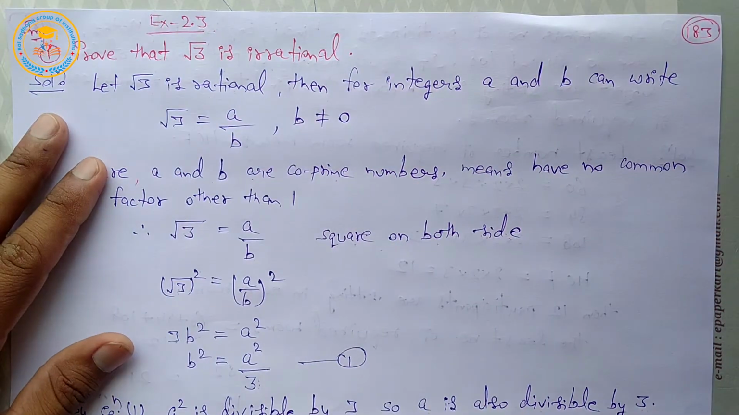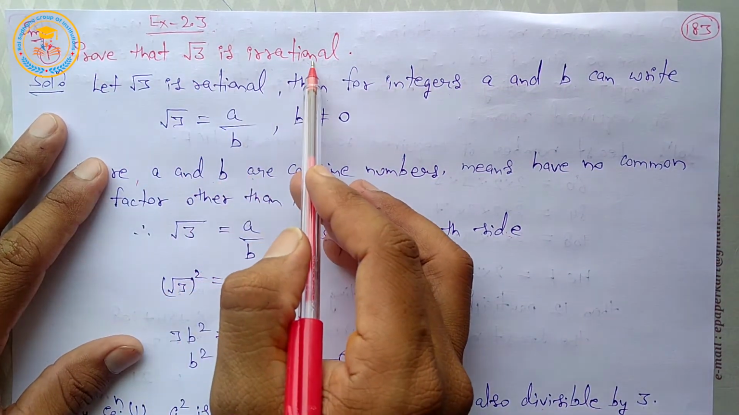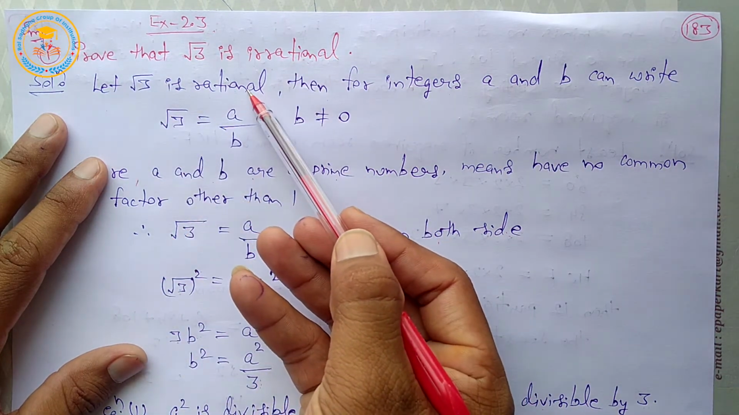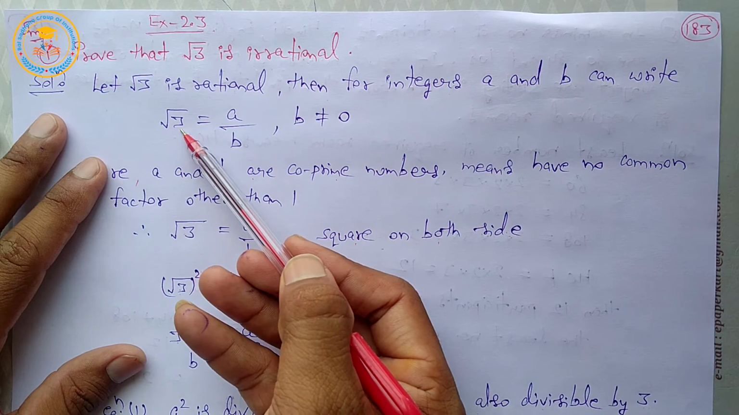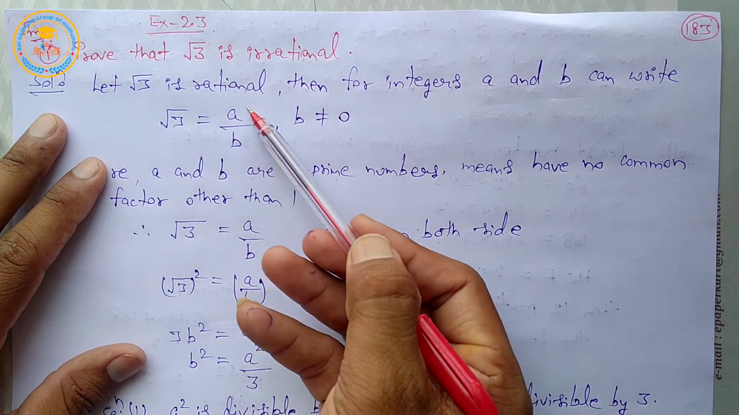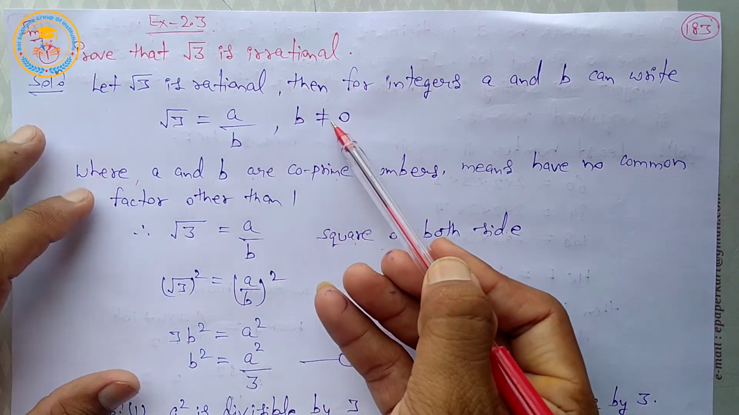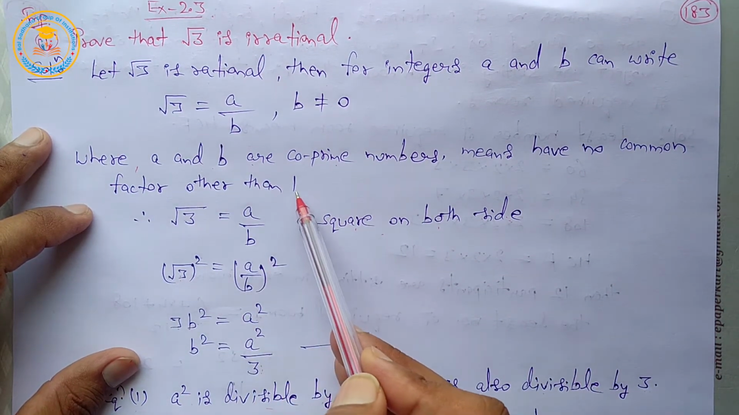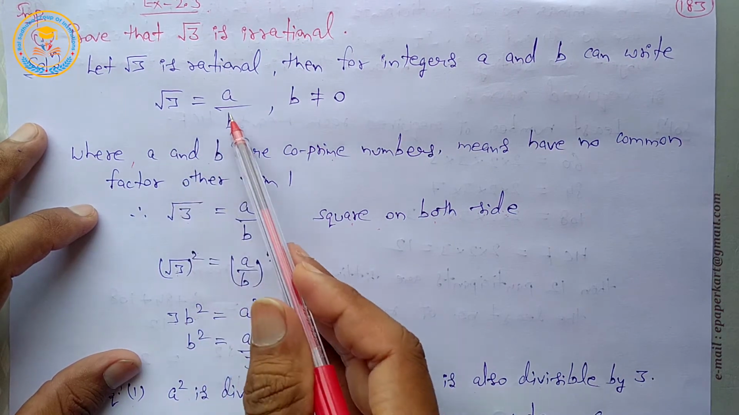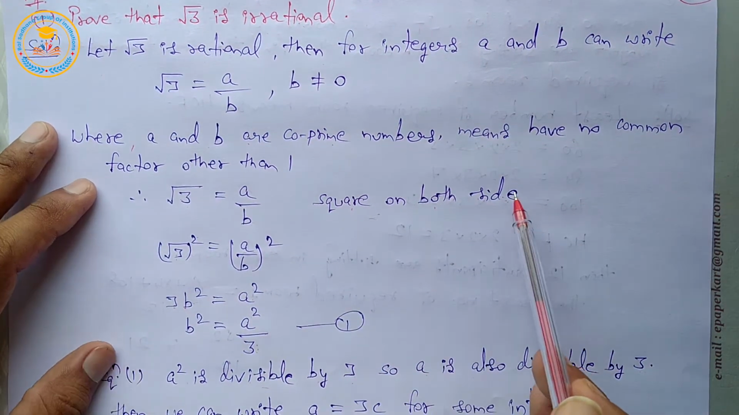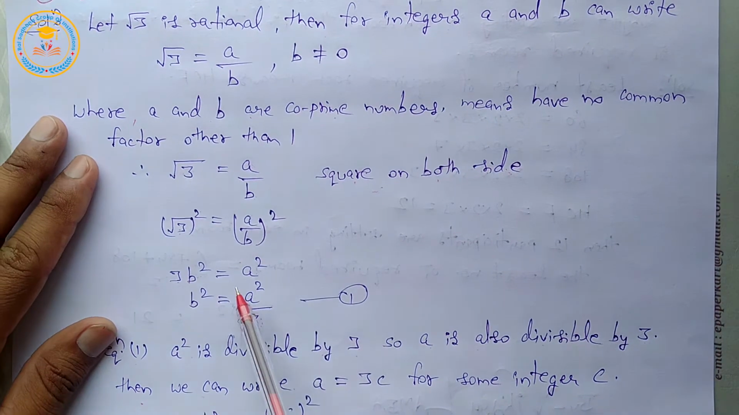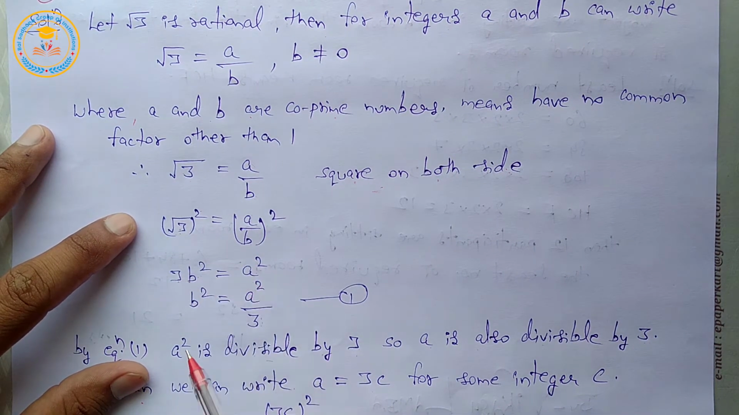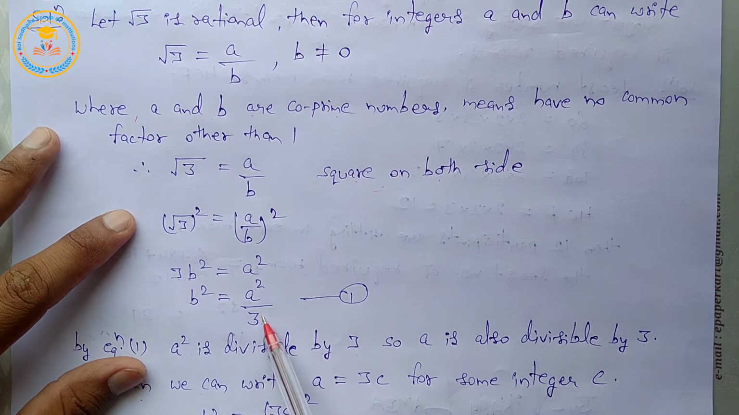Now again, prove that root 3 is irrational. Let root 3 be rational. According to the rational condition, root 3 equals p by q form, or a by b form, where b is not equal to 0, and a and b are co-prime, meaning no common factor other than 1. Root 3 as it is, a by b as it is, square on both sides, 3b square equals a square. Cross multiply: b square equals a square divided by 3.